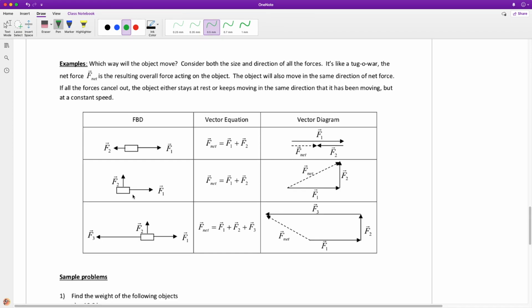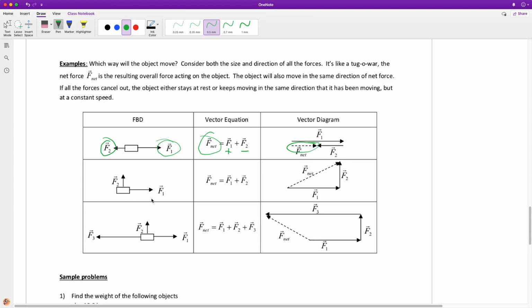So let's take a look at these diagrams and look at how the objects would ultimately move. So when we have this particular diagram here, if we notice, F1 is larger than F2. So F1 is going to win the tug of war. So the net force is going to be the sum of these two vectors. Well, F1 is positive, F2 is going to be negative. And when we add them together, you can see that the net force is smaller than F1, but still in the positive direction. This is also the direction that the object would accelerate.